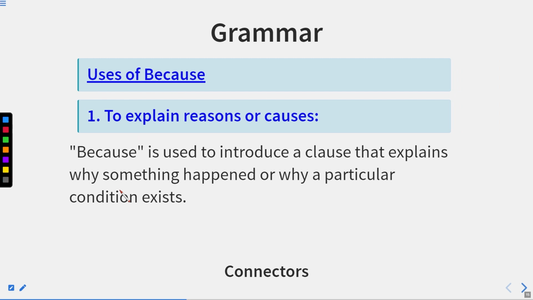Now we'll discuss uses of because. First of all, we'll use because to explain reasons or causes. Because is used to introduce a clause that explains why something happened or why a particular condition exists. Now, this is very, very important. Because is used only with that particular clause that explains the reason or the cause, not the result. Result is another clause of the same sentence, in which because introduces the reason or the cause of that particular event or happening.